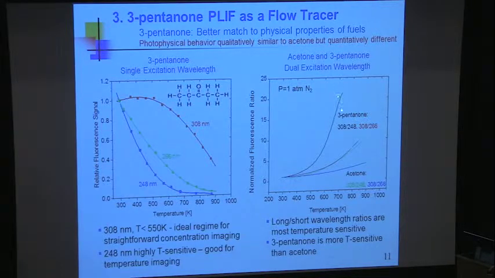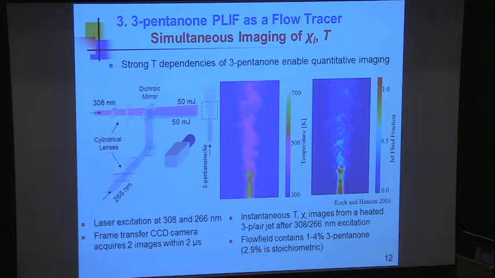So this is at 1 atm nitrogen. So if you take 3-pentanone and you do this at 308, 248, look at the incredible temperature dependence. If you want to measure temperature, wow, you could measure it really accurately. So that's really what we got into for a while. And this was probably Mark Thurber. So we used 2 colors of light, 308 and 266. That's a quadrupled YAG laser. Passing it through here, so bang, bang, 2 successive images.